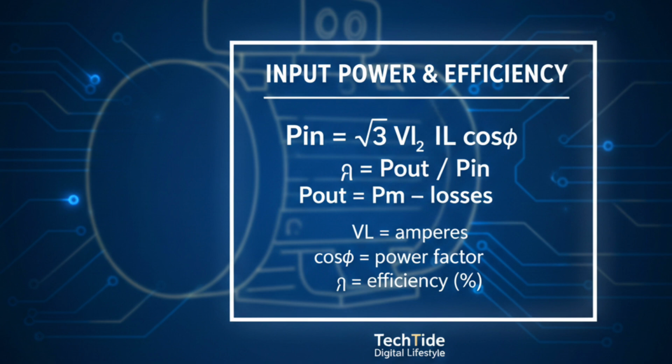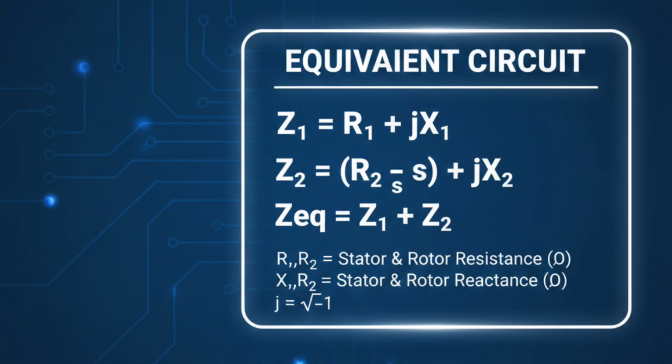Now let us revise the equivalent circuit parameters. Stator impedance is written as Z1 and consists of stator resistance plus J times stator reactance. Rotor impedance referred to stator is written as Z2 and includes rotor resistance divided by slip plus J times rotor reactance. The total impedance seen by the supply is the sum of stator and rotor impedances and is written as Z equivalent. All resistances and reactances are measured in ohms, and J represents the imaginary operator.